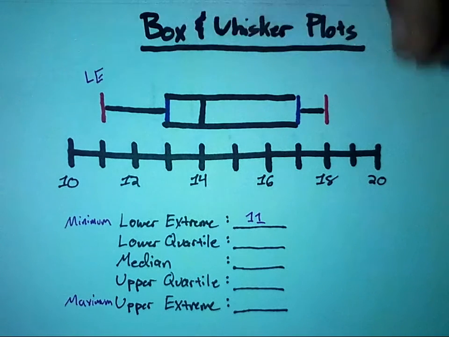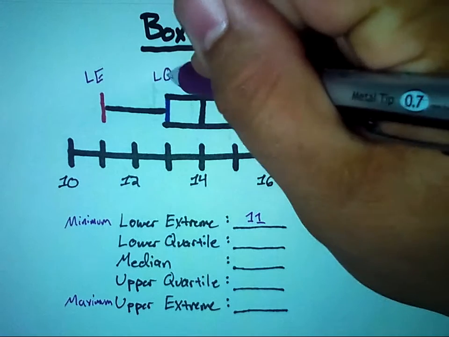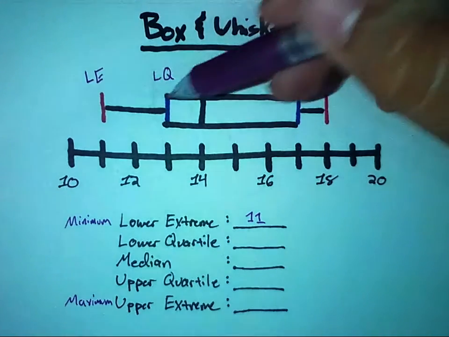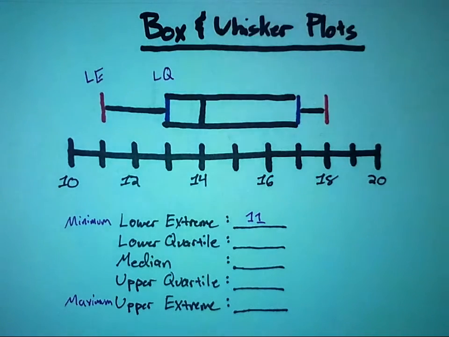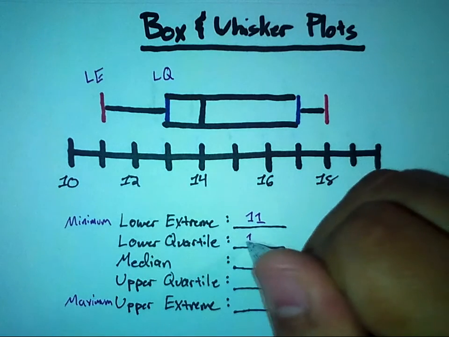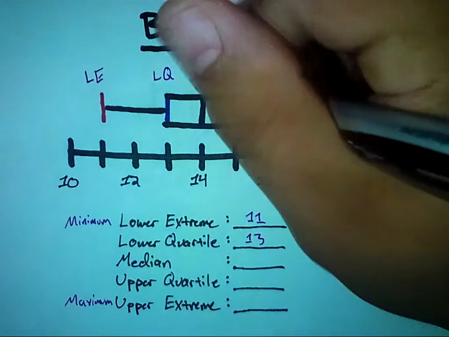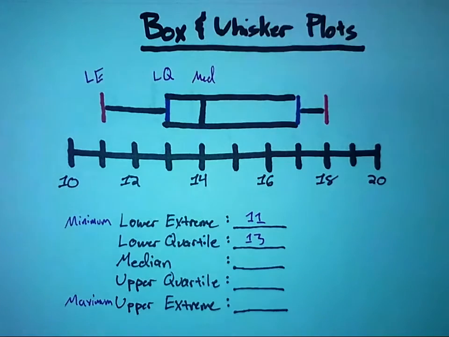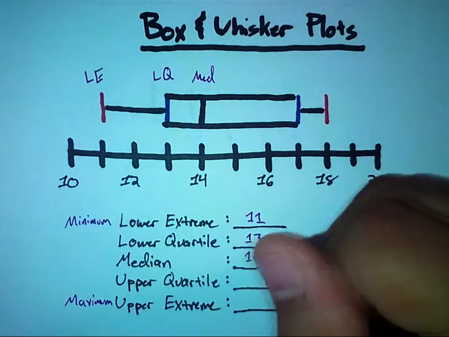Well, if you have the lower extreme, then you've got the lower quartile. So this is like a fourth of the data is right in here. And that number looks like it's going to be 13. The median would be right here, and this is halfway between all the data. It's basically like you took all the numbers and went chop right down the middle. Our median looks like it's 14.